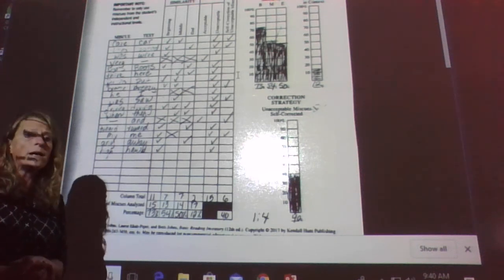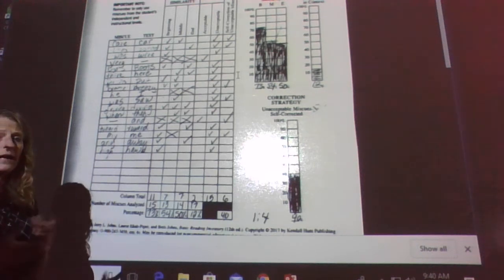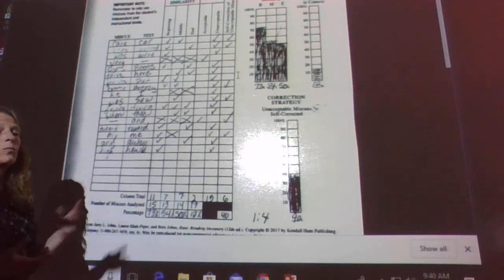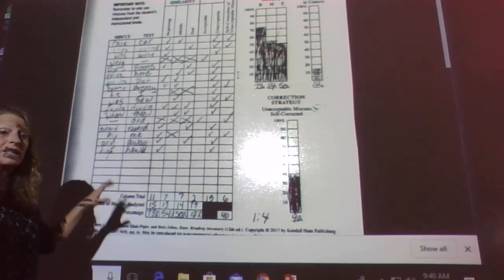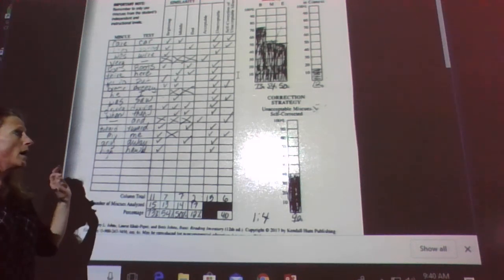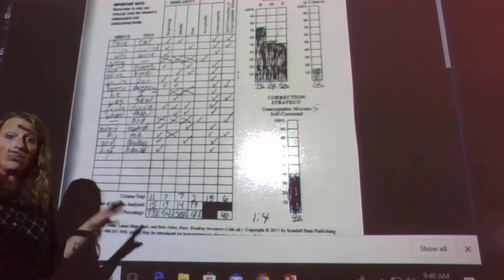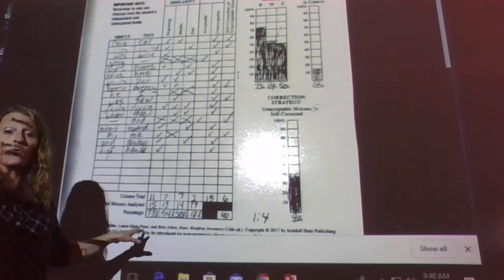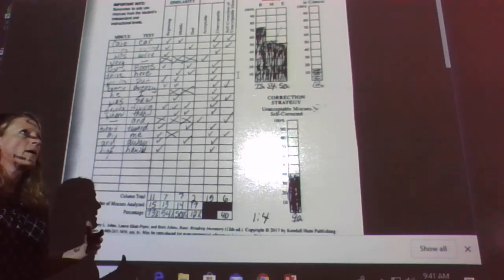If you're not sure, you can send me a picture of it. You can send me a text and ask me. You can call me and ask me. I'd be happy to walk you through this form, especially because this form gives you a lot of great information. Every single one of you will be able to determine some strengths and needs from this form alone, and determine some instructional routes to go from here.